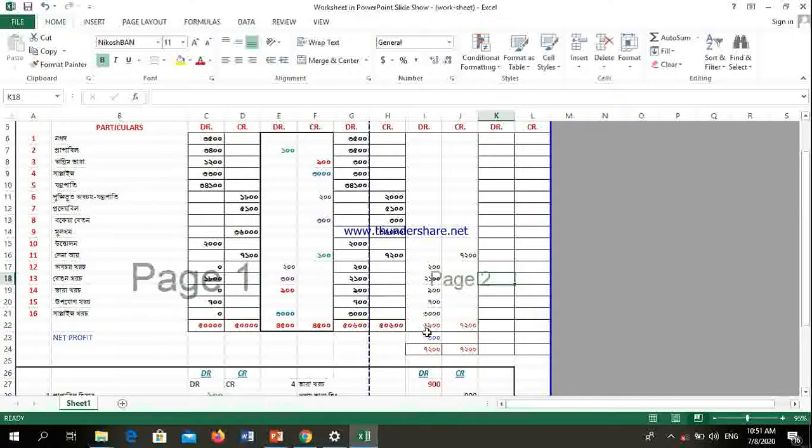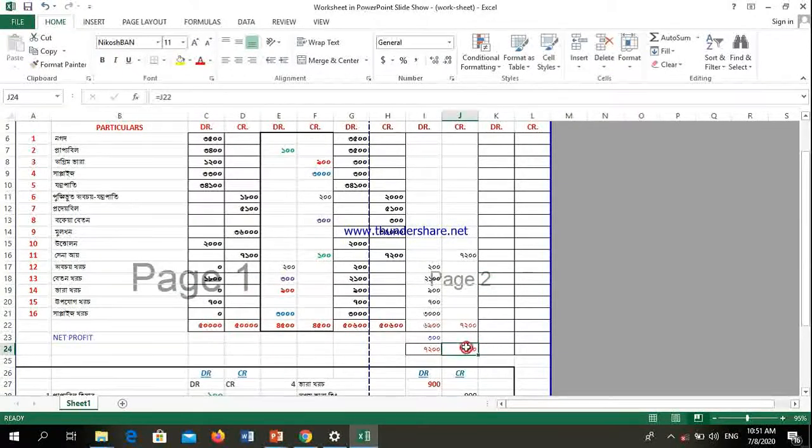6,900. Total revenue item is 7,200. Only one item. Usually in your examination, only one item will be given. So don't worry about it. Only one item is usually given to you.